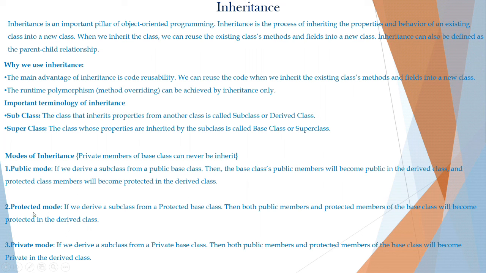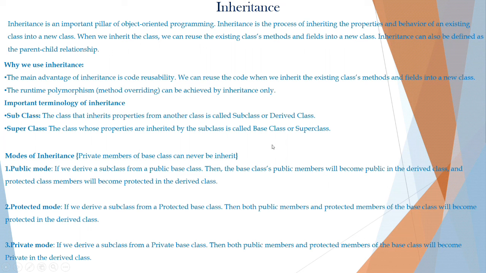And if we use protected mode, then the protected methods will remain protected, but the public methods and functions which were public in the parent class will become protected in the child class. And in private mode, if we derive a subclass from a private base class, both public and protected members will become private in the new child class.